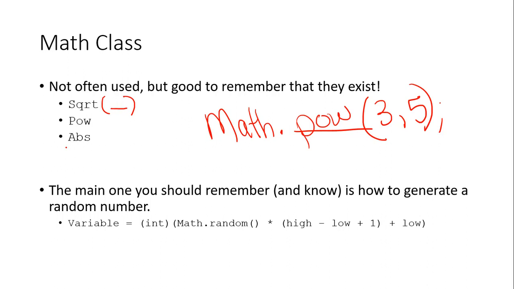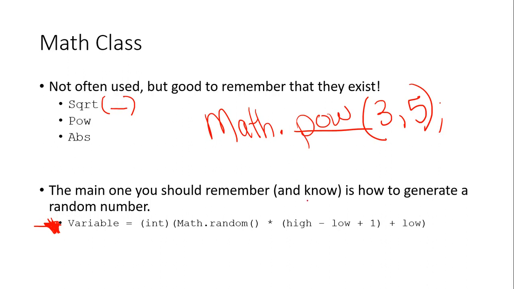The other thing that they like to throw on FRQs randomly is the ability to generate a random number. And long ago we looked at this formula, and definitely this is a formula that you're going to want to have memorized in your brain. So definitely look it over, maybe write it down a couple of times, however you need to. Remember, it's (int) typecasting, Math.random times high minus low plus 1, plus low. Now, why does this work? Because half the time I find that if students realize why something works, they're more likely to remember it.